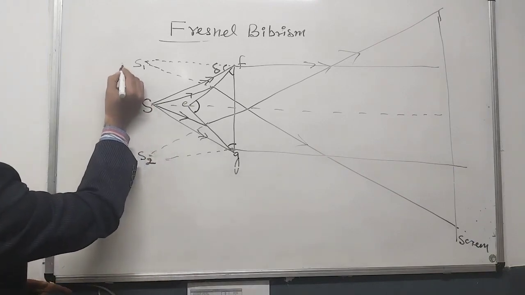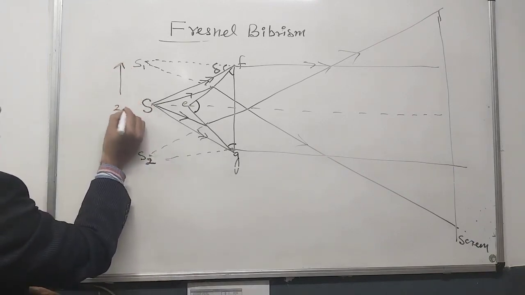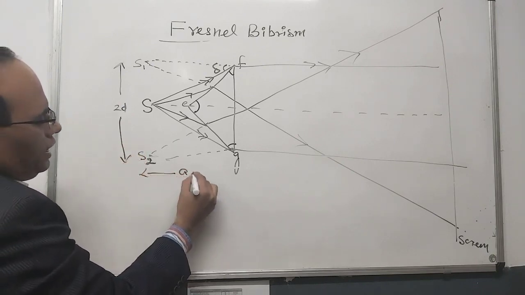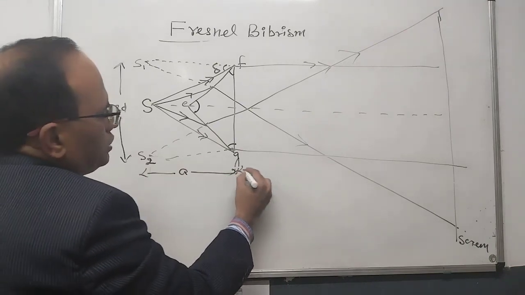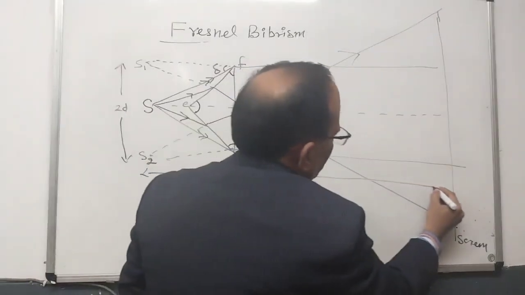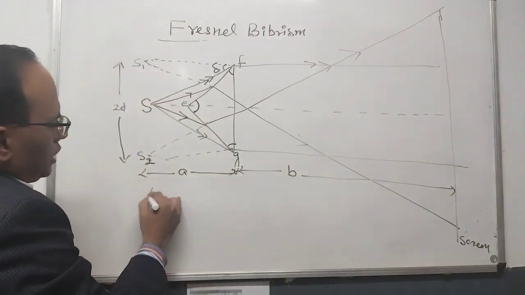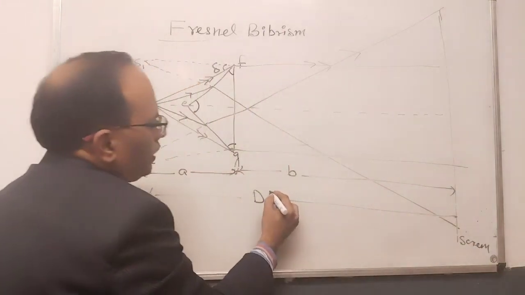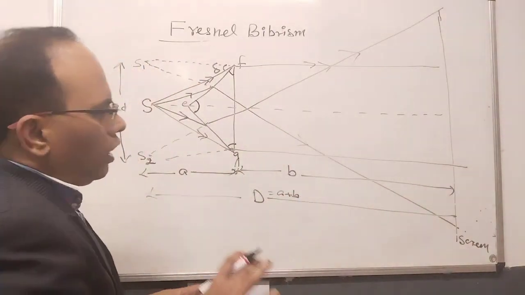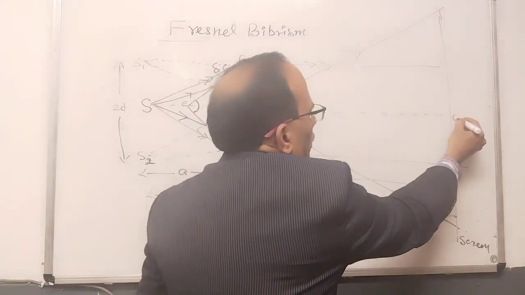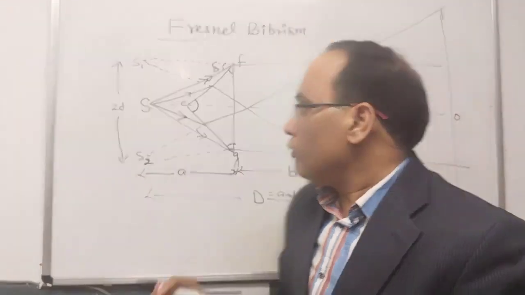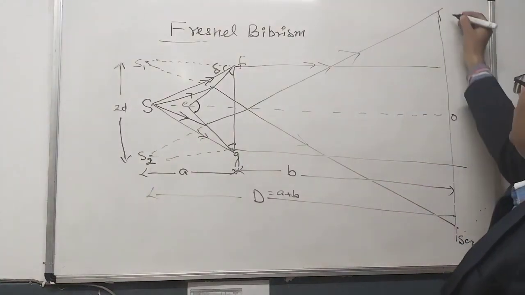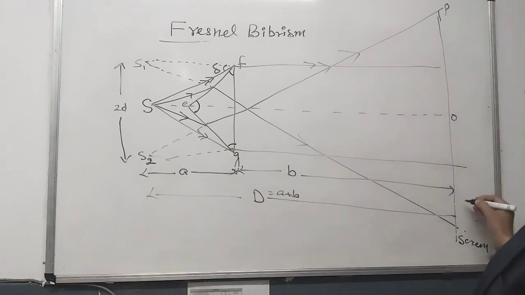The distance between these two sources is generally denoted by either 2d or maybe d. This is my small a, the distance from the source to the biprism, and this is small b, the distance from the biprism to the screen. Again remember that D remains the same: D is a plus b. Now understand that the central part is there. Now how does it work in this part? You can put values here: this is P, this is Q.